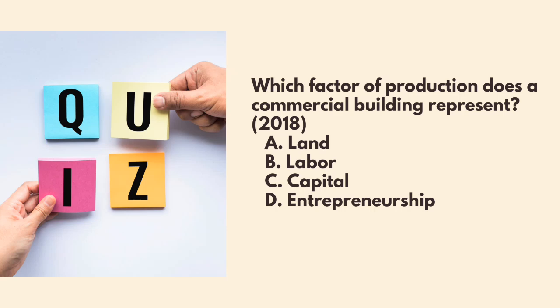Question number 4, which factor of production does a commercial building represent? Option A, land. Option B, labor. Option C, capital. Option D, entrepreneurship. What's our answer? Let's take a moment.